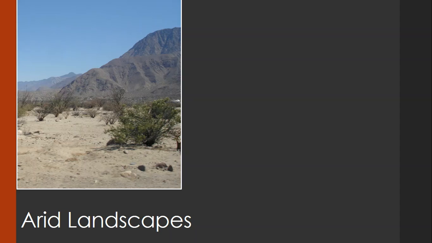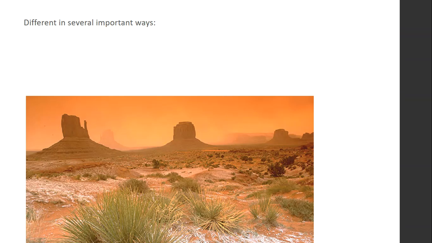Hi everyone, welcome to Chapter 18, which is all about arid landscapes. So in this portion of the course, we're going to learn about what shapes these landscapes, despite the fact that they have very little water in them. And what we are going to learn is that actually water is still the most important factor in shaping these landscapes. So arid landscapes are different in several important ways.